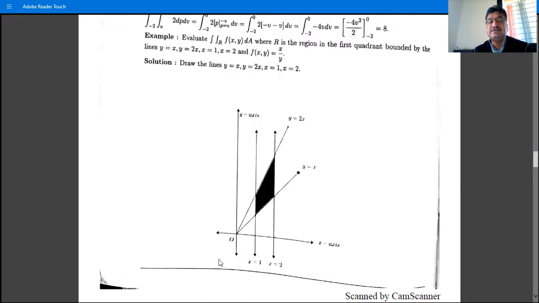y = 2x is the line above, passing through the origin, but above the line y = x, because its slope is 2 while the slope of y = x is 1. So the line with slope 2 is above the line y = x. So this is y = 2x.